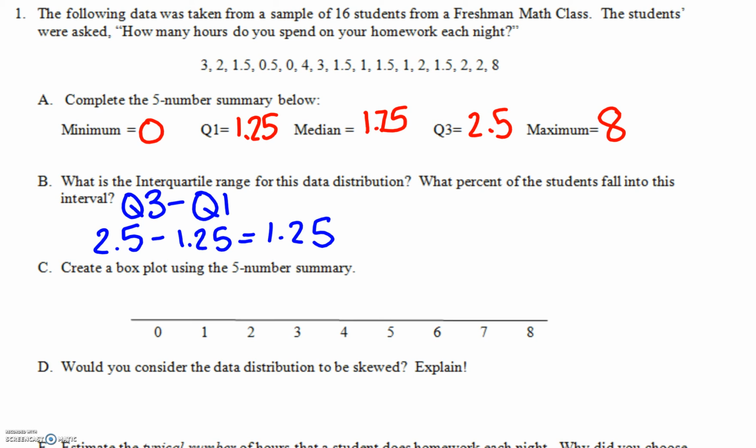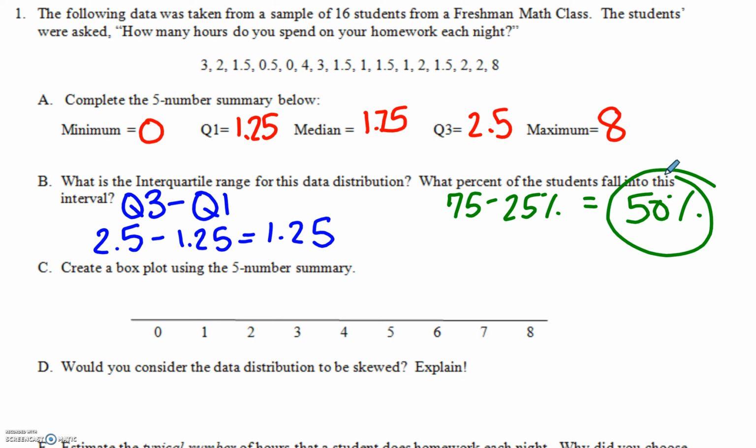The second part of the question is asking what percent of the students fall into this interval. So we're talking about the interval of Q3 to Q1. Just a reminder that Q3 was 75% of the data and Q1 was 25% of the data. So when I subtract that, that is about 50% of the students that fall into that interval.